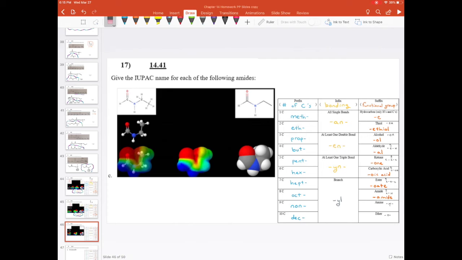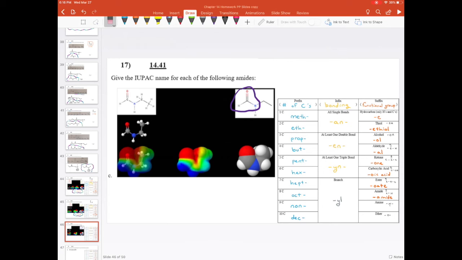Let's try this one, and this one is really interesting because it has more than one carbon chain, kind of like an ester. On the left there's a carbon chain that has the double bond to the oxygen, and on the right there's a carbon chain that doesn't have a double bond to the oxygen. The carbon chain that has the double bond to the oxygen is the backbone, and the other carbon chain is going to be named as a branch.